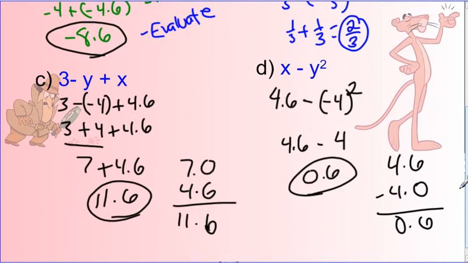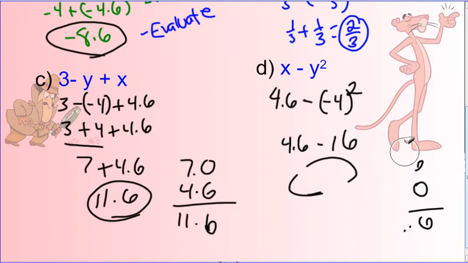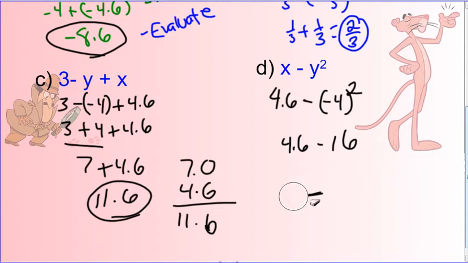Now, if you're thinking, wait a second, that dude made a mistake, you're absolutely right. I just noticed it. Because 4 times 4 is not 4. 4 times 4 is 16. Sorry if you wrote your stuff in pen. Use a pencil. So 4.6 minus 16.